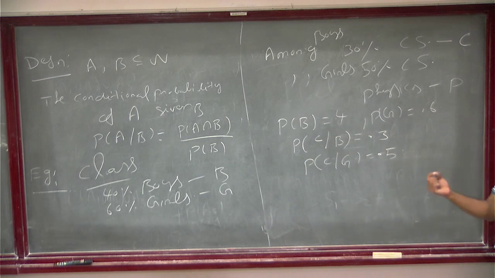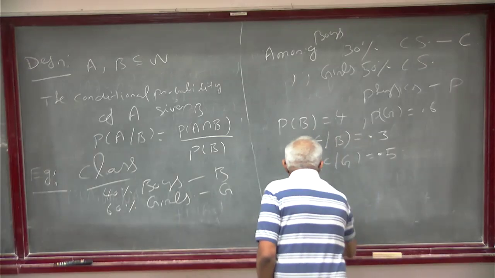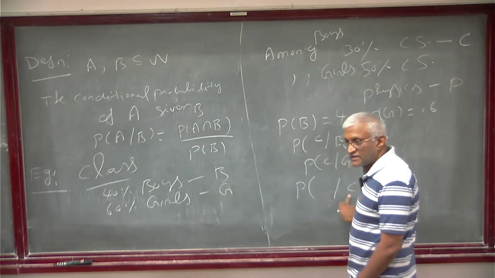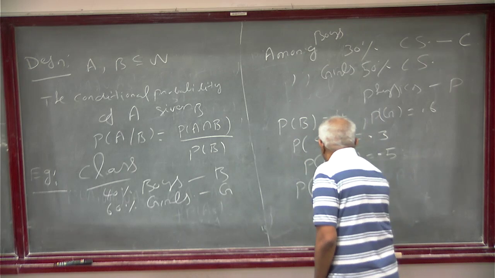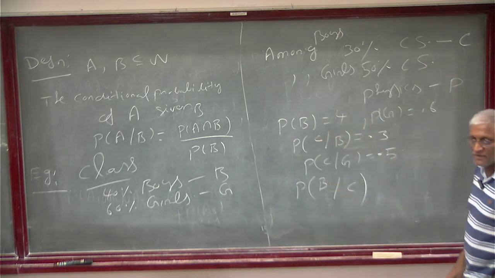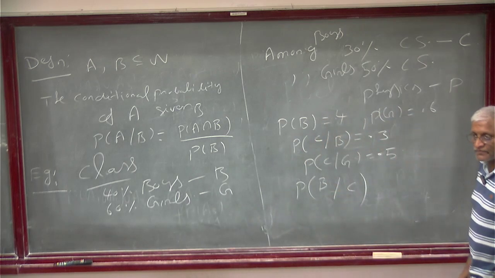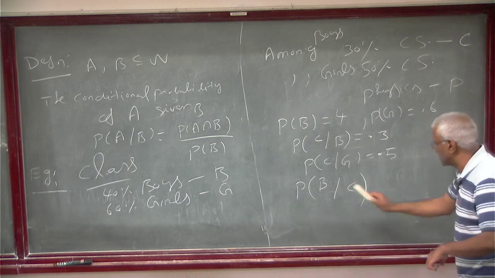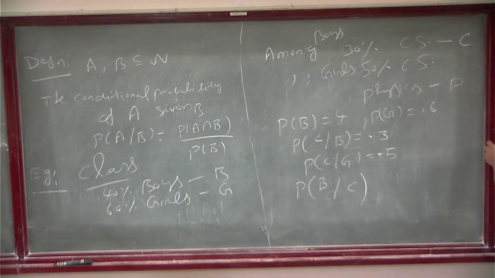Then you have selected someone who is computer science. That is the probability of C. You got someone as computer science. You want to see whether it is a boy or girl. This is what you want to compute. So how do you compute? I think I should have recalled something. I should have written some formula.